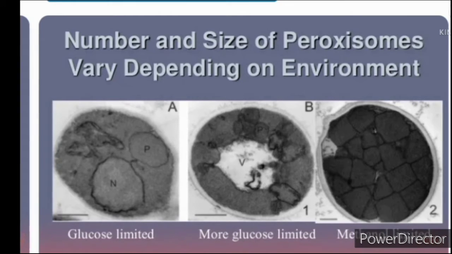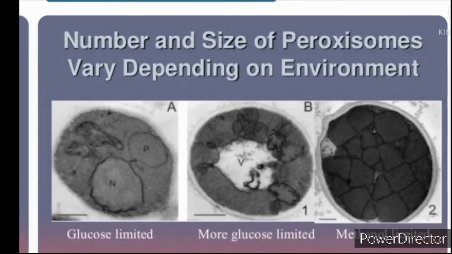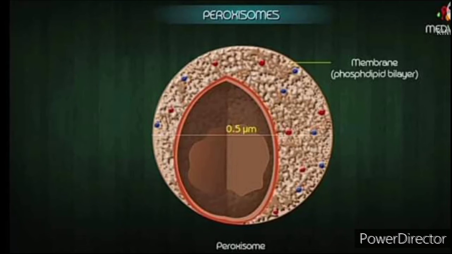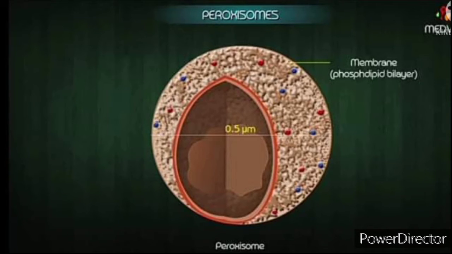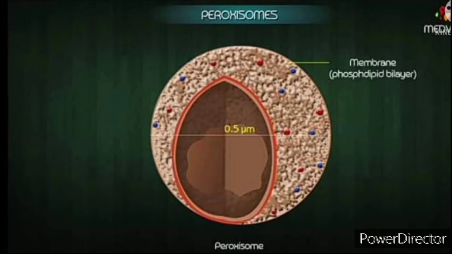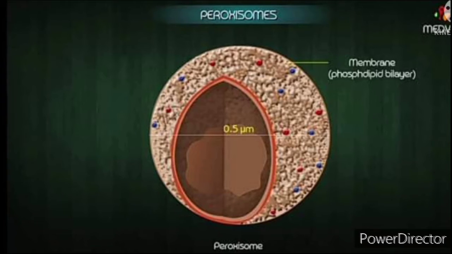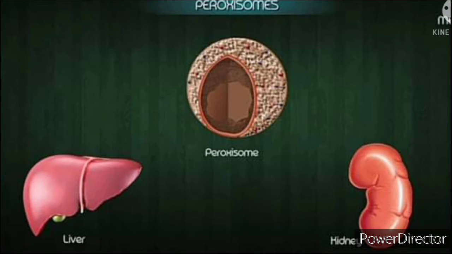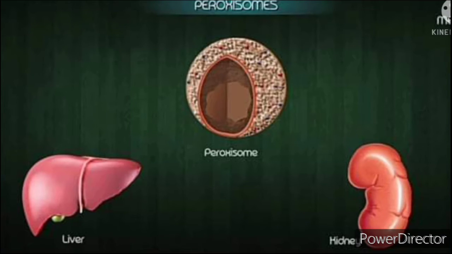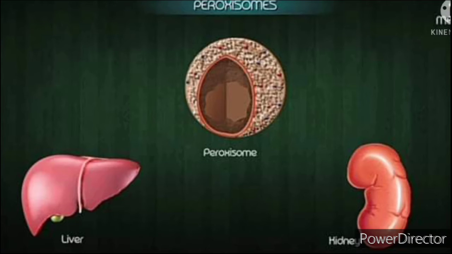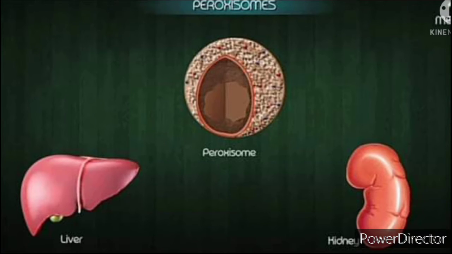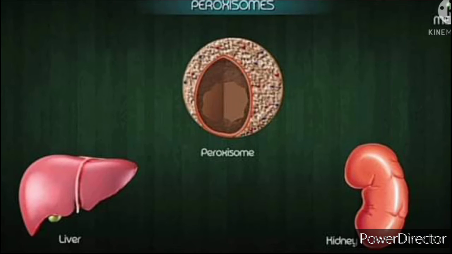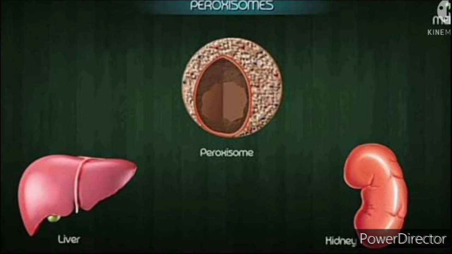The number and size of peroxisomes vary depending on the environment. Peroxisomes are 0.5 micrometers in diameter and surrounded by a membrane. The highest concentration of peroxisomes is in the liver and kidney. Proteins are directed to the peroxisomes by a unique signal sequence with the help of protein chaperones and peroxins.